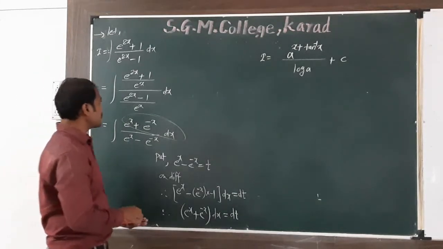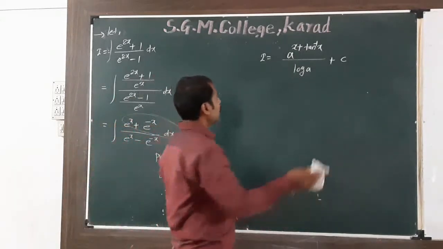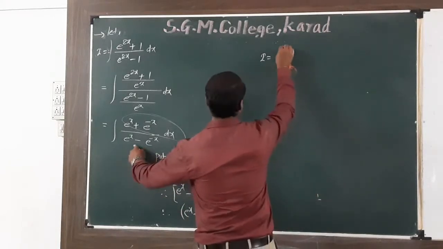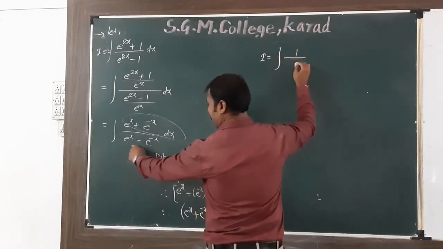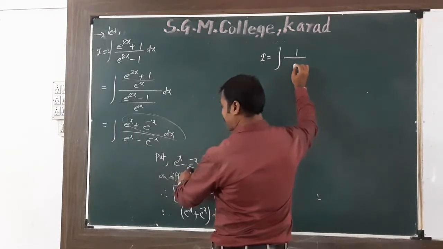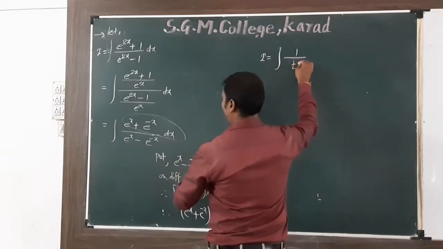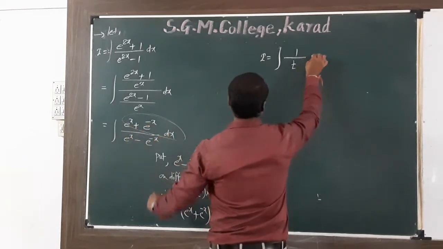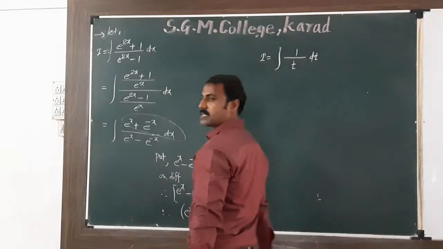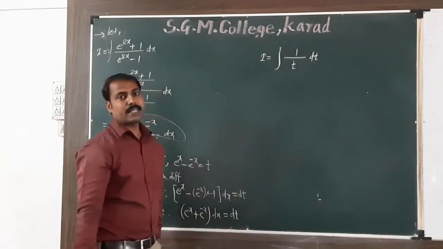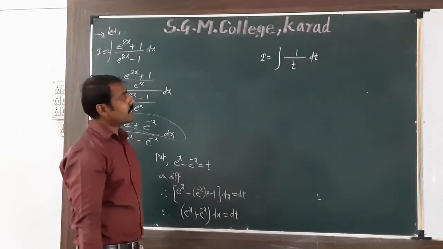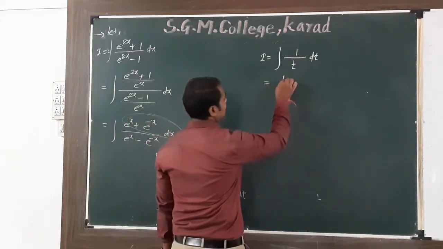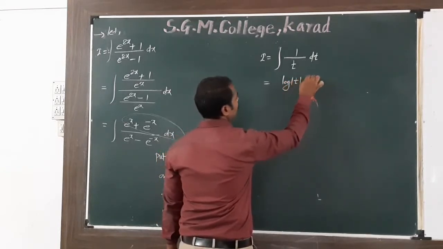Okay, so the integration becomes I equal to the integral of 1 upon t, because instead of e raised to x minus e raised to minus x, we write t. And for the term e raised to x plus e raised to minus x dx, we write dt. So it's the integral of 1 upon t dt. What is the integration of 1 upon x? The integration of 1 upon x is log of mod x. So the integration of 1 upon t is log of mod t plus c.